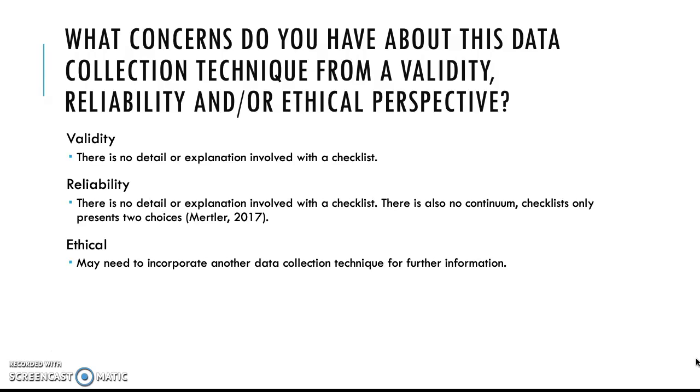And then ethics, I think with this, again, you might need to incorporate another data collection technique to provide further information. So again, Sally couldn't sort, but maybe that's because Sally was able to sort by color, but not by size, because she wanted to sort by color and size together. You might just need more information in order to encompass exactly what this child was able to do and what they were not able to do. So I think you just could run into some troubles there. Again, not huge concerns. I think a checklist is good for what it's meant to be good for. And in combination with other data collection techniques, it would be fine.